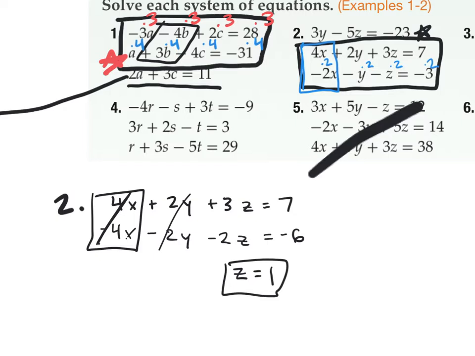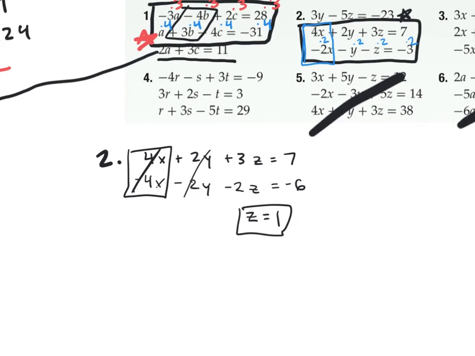What can we plug this into? The first one, perfect. If we only have one answer, one variable, we can only plug it into an equation with two variables because we can't find two variables at one time. So we wouldn't be able to plug it into one with three variables. So that's why we have to plug it into the first one here. So we plug 1 in for z. So we have 3y minus 5 times 1 is equal to negative 23. So 3y minus 5 is equal to negative 23.